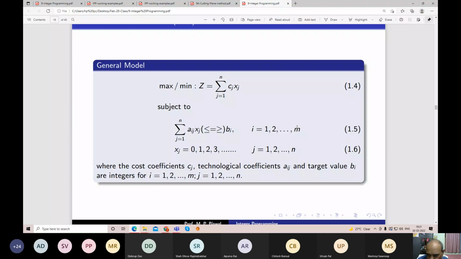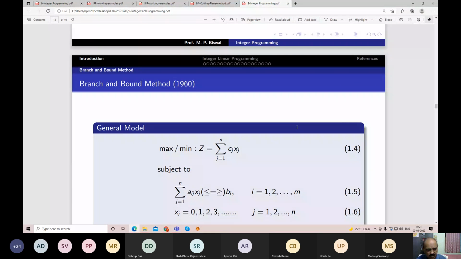This branch and bound method. We'll discuss the branch and bound method. You know, this method was developed in 1960 by 2 scientists. I have forgotten their names, of course, but after that, many other people have applied it to solve such problems. And the concise form of the branch and bound method we'll discuss.